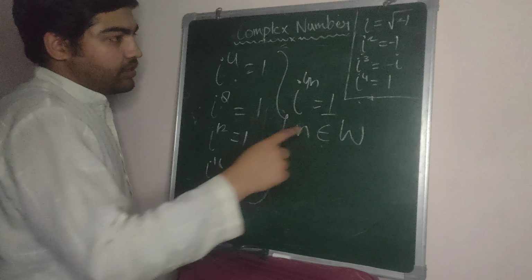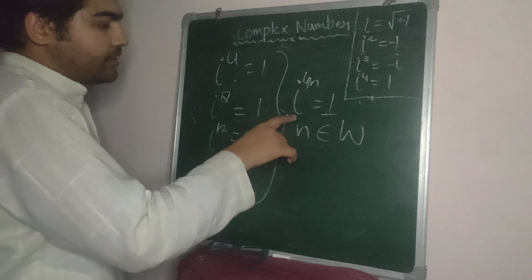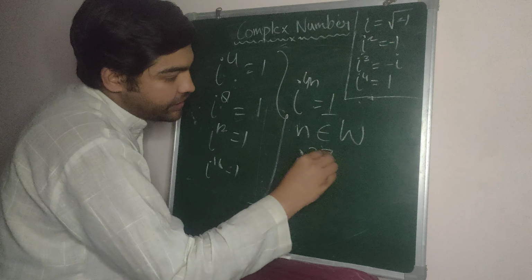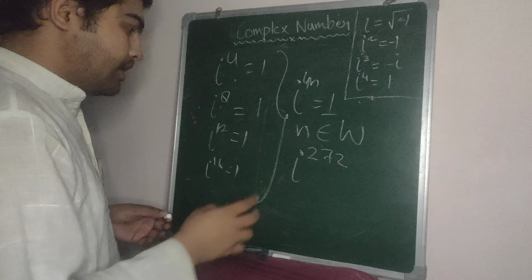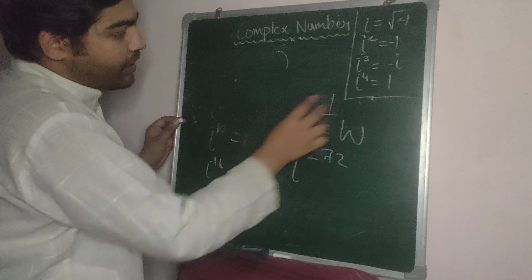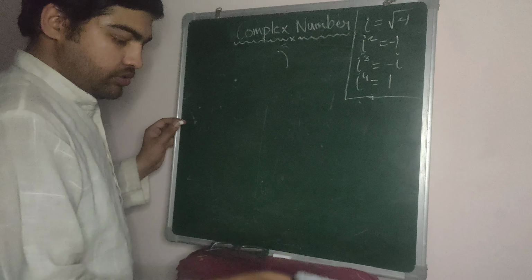Similarly, the multiple of, not actually multiple of 3. Okay, so if we calculate i to the power 272, this is the last topic I am discussing here. What is the value of i to the power 272 or 273? Let us consider i to the power 273. First, we need to check whether 273 is divisible by 4 or not. It is obvious that it is an odd number, so it is not divisible by 4.